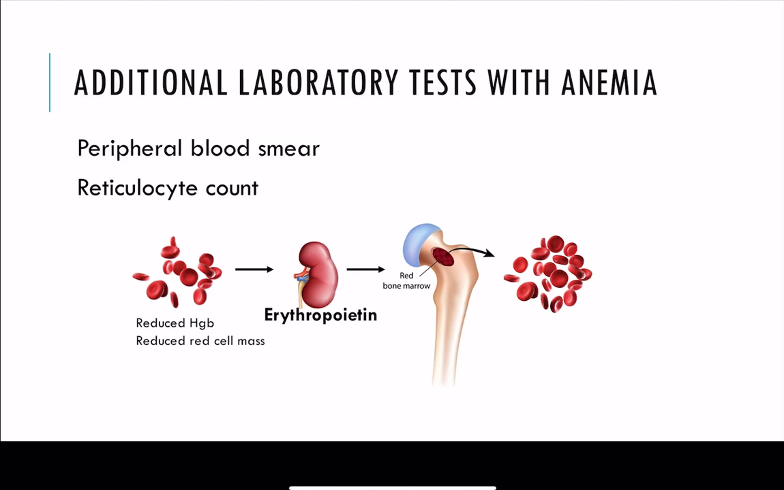If you have an anemia of reduced erythropoiesis, you'd expect a lower than normal reticulocyte count because the bone marrow is the problem. It's not making the red blood cells in the first place.